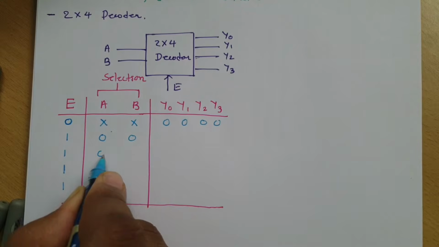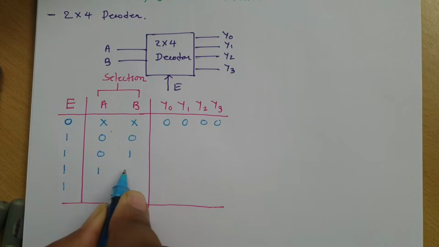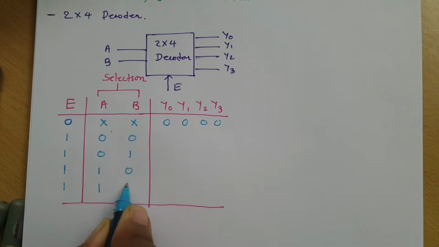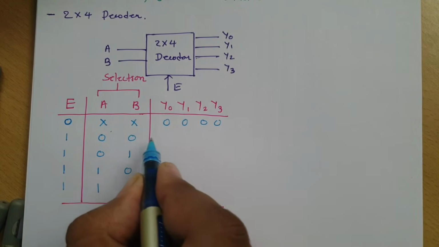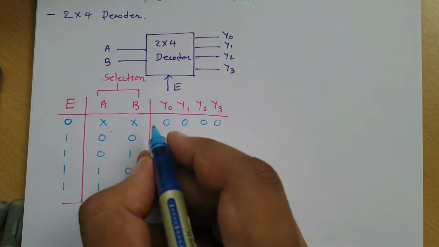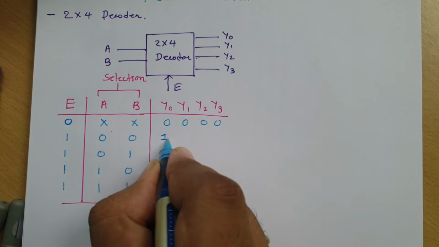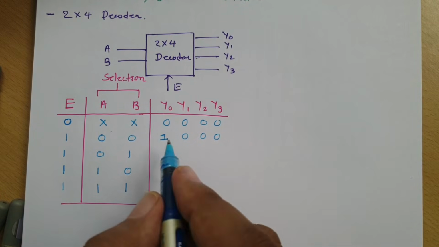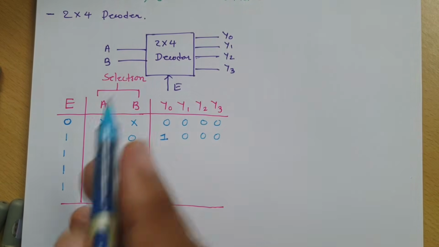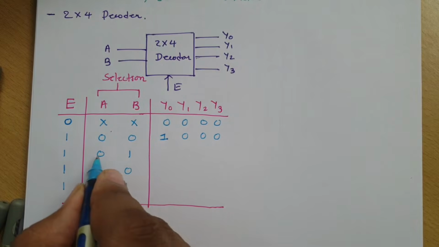A and B can be 0 0, A and B can be 0 1, A and B can be 1 0, and A and B can be 1 1. Now see, if A and B are 0 0, at that time Y0 will get selected. So Y0 will stay 1 and other terminals will be 0. So that explains we have selected terminal Y0.